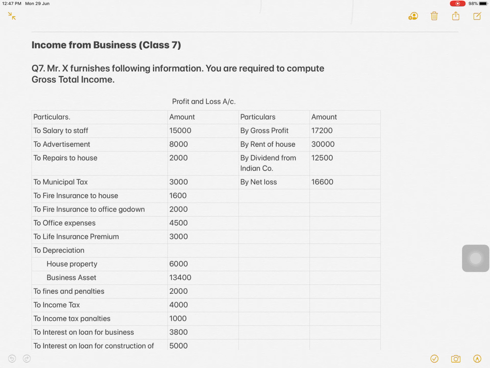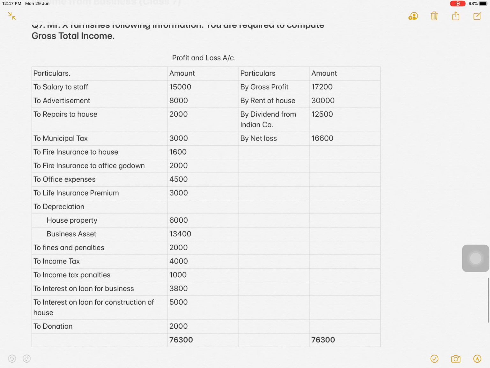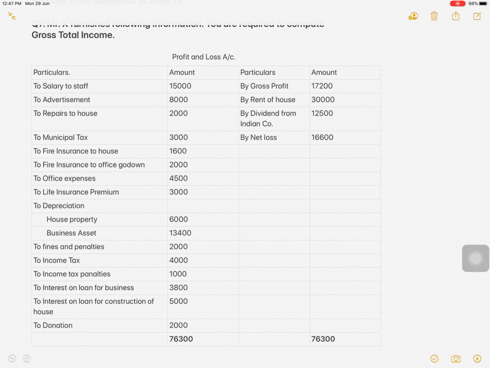Hello students, let's solve the next problem. Mr. X furnishes the following information. You are required to compute gross total income. Okay, the profit and loss account is given.